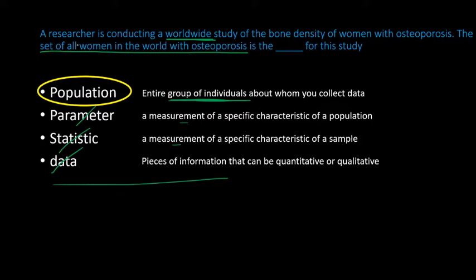And what if instead of the set of all women in the world, it said all women in the US? Well, that would have been a sample because it's a piece of the population. The study is worldwide, it's for all women in the world with osteoporosis. So if we just had a selection of all the women in the US with osteoporosis, that would have been a sample. Let's move forward.